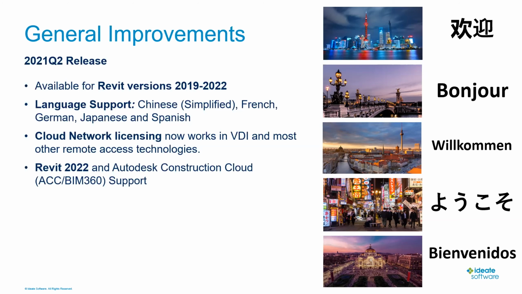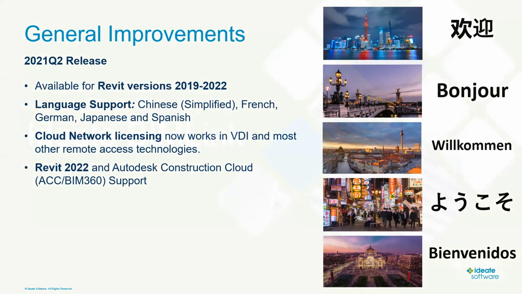And of course, we have our cloud network licensing. So if you are an existing customer, it now does support VDI environment. And then also for Revit 2022 and the Autodesk Cloud Construction, our products such as Ideate Sticky and Bimlink do support those versions as well. And so, nice improvements. We have a lot of other general improvements to our products, and you can visit our website for more information on that.